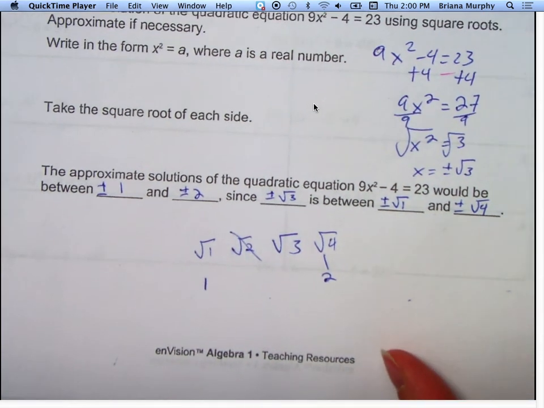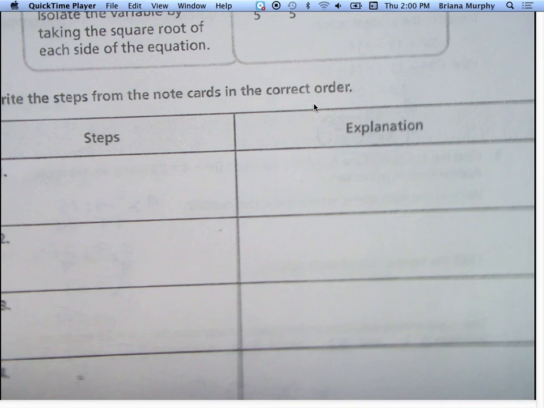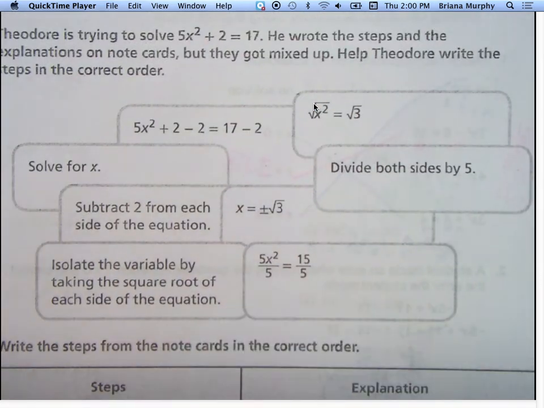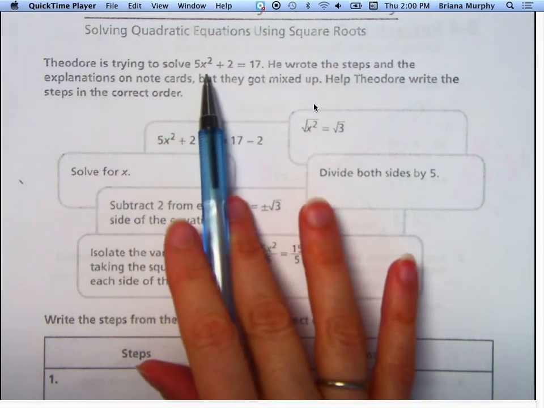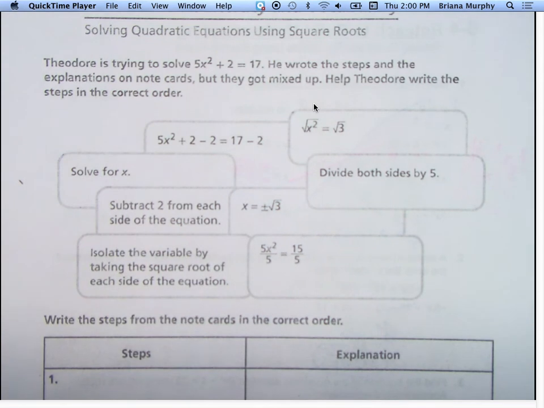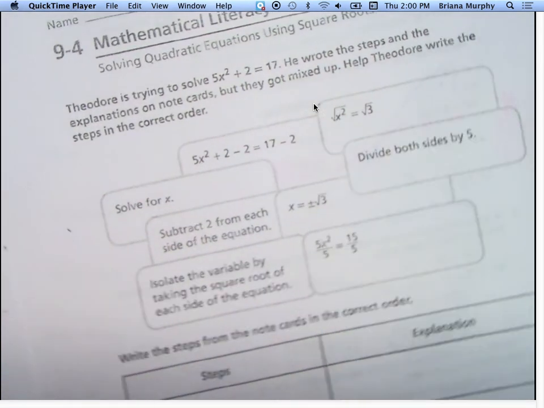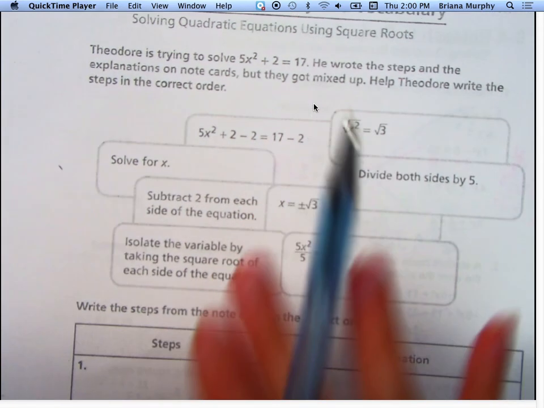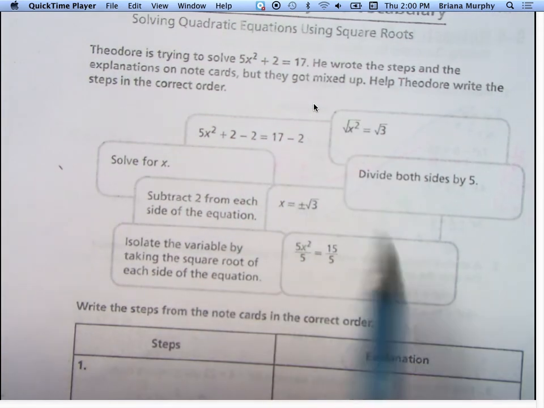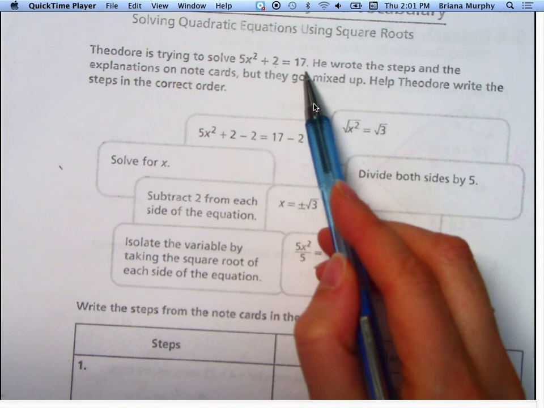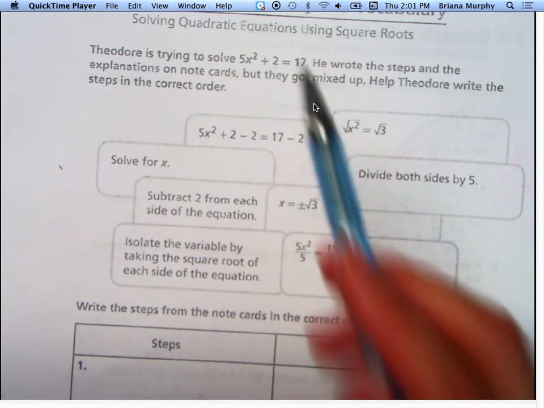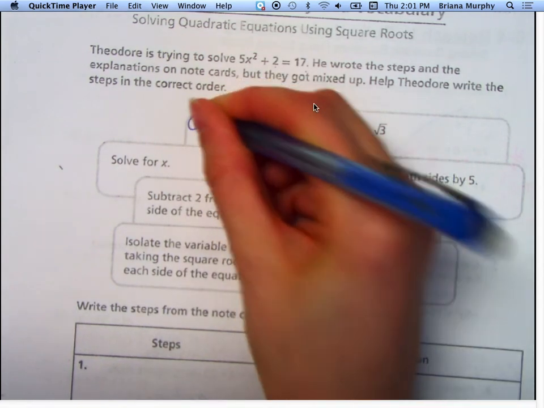All right, let's turn it over. Let's look at the back. We're going to take these steps that they're given right here and figure out what we do first. Theodore is trying to solve 5x squared plus 2 equals 17. He wrote the steps and explanation on note cards, but they got mixed up. Help Theodore write the steps in the correct order. So if we have 5x squared plus 2 equals 17, what would we do first? Minus 2. So these are my first ones, right?